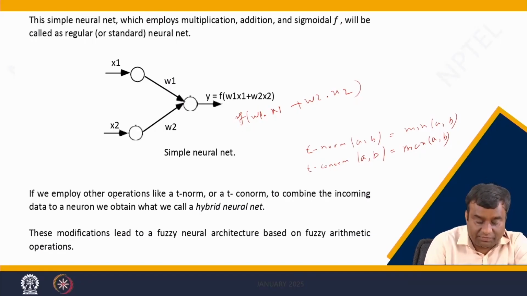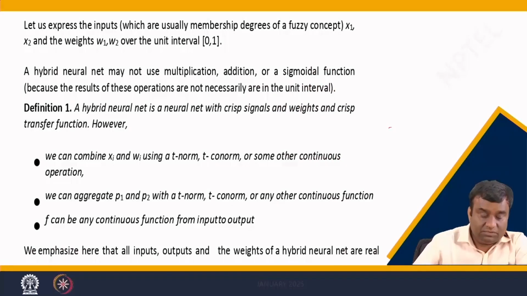If we employ other operations like T-norm, which means the minimum (T-norm of A, B means minimum of A, B), or T-conorm, which means the maximum of A, B, to combine the incoming data to a neuron, we obtain what we call hybrid neural networks. If we use a simple activation function, we get a simple network. If we use fuzzy logic, we get the hybrid neural network. This modification leads to a fuzzy neural architecture based on fuzzy arithmetic operations.